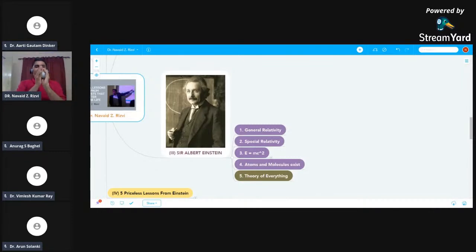So what is happening? This energy changes to the energy of motion. And this is abundance. This is really abundance. So this is the theory which gave the operation of the atom bomb. So Einstein is also called the father of the atom bomb.